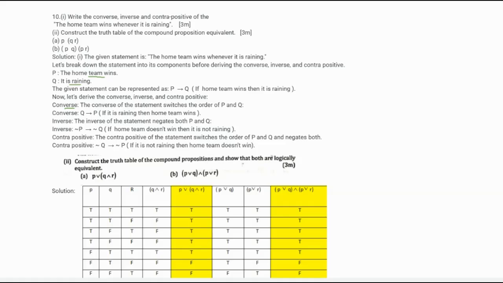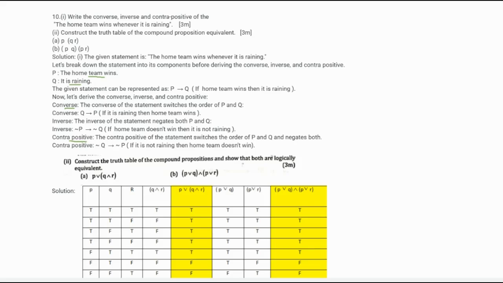Then inverse, the inverse of the statement inverts both P and Q. We have to write negation P and negation Q. Negation means it is not, so we will use not for both statements. If the home team does not win, then it is not raining.